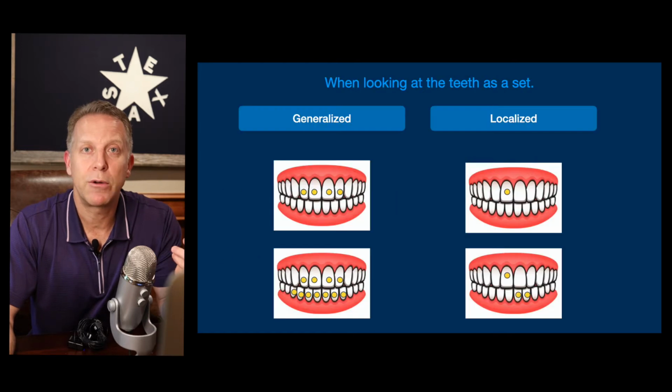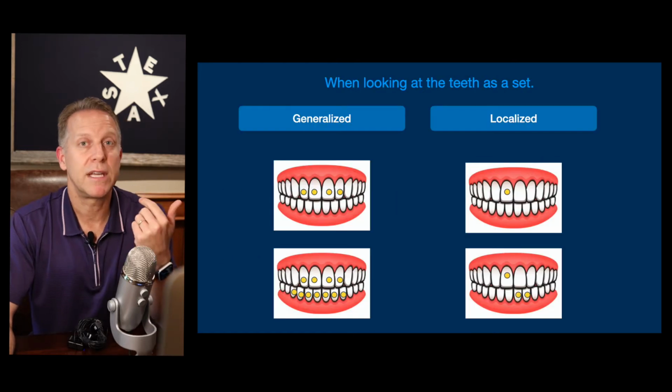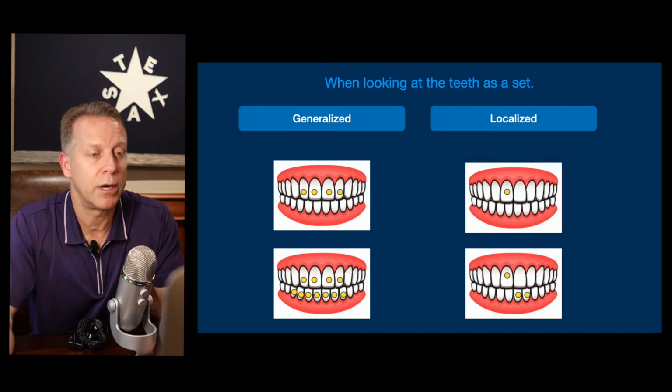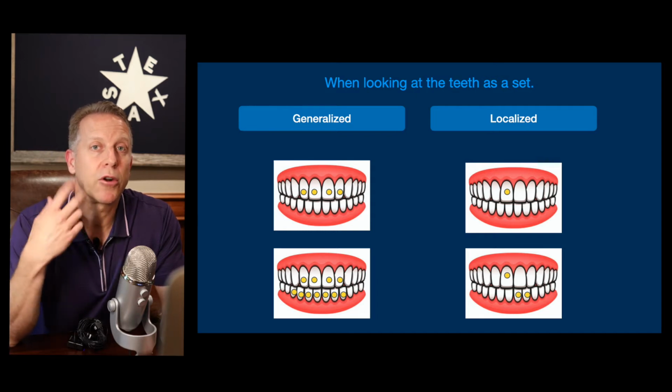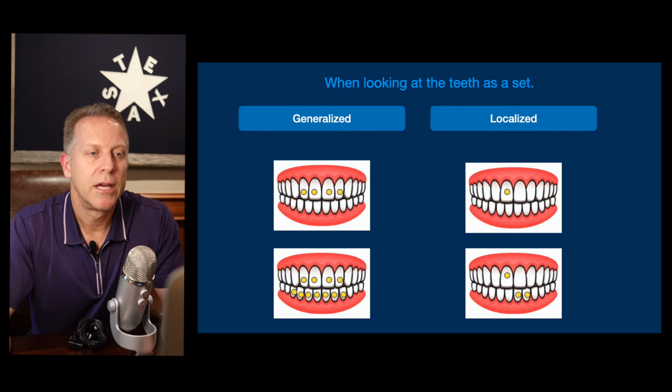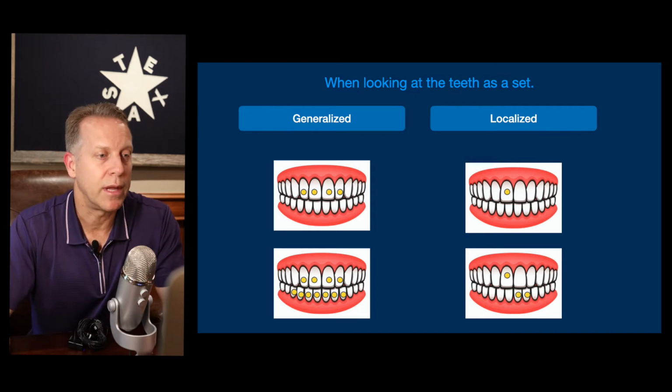So what do I mean by generalized? Generalized means a series of teeth. Typically, the left and right are going to be pretty close, if not mirror images of one another, and involving multiple teeth. Localized, it could just be one spot, or it could be a couple of teeth, or it might be kind of lopsided one side or the other. So that's what we mean by generalized versus localized.